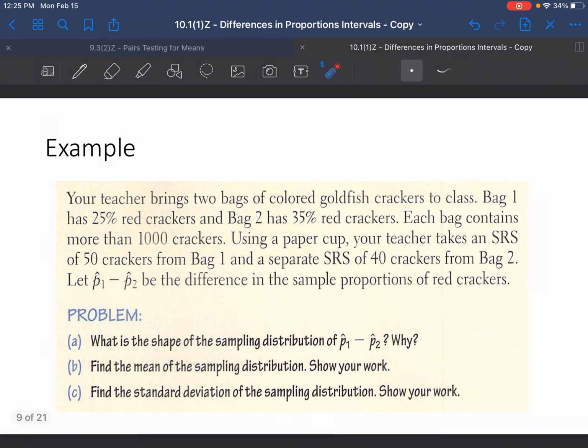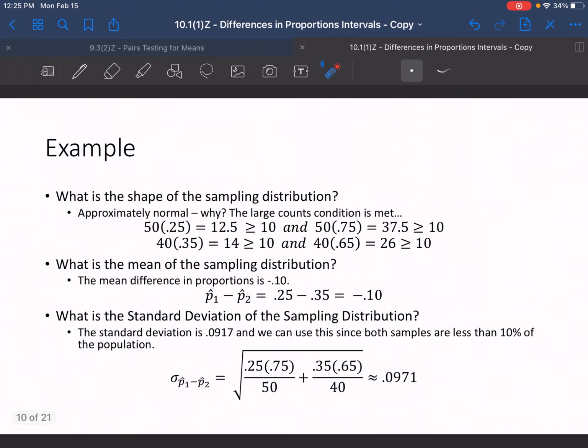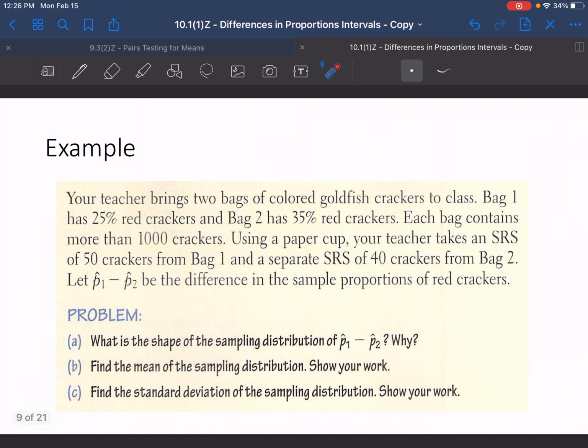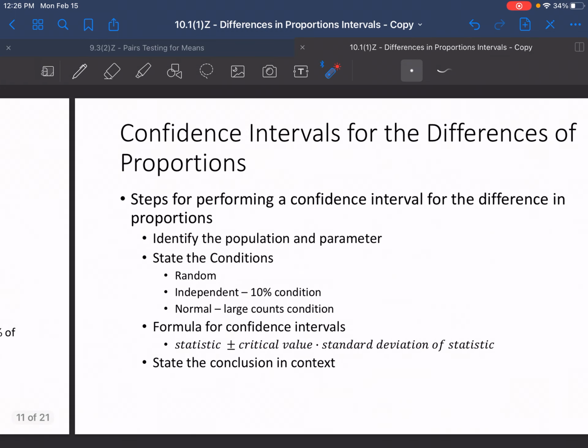From there, we're asked to find the standard deviation of the sampling distribution and show our work for that as well. Again, it's just the variance from bag 1 plus the variance for bag 2, take the square root of that, and we get a standard deviation of 0.0971. We can use that standard deviation since both samples are less than 10% of the total population, because we know that 50 is less than 10% of 1,000, as well as 40 being less than 10% of 1,000.